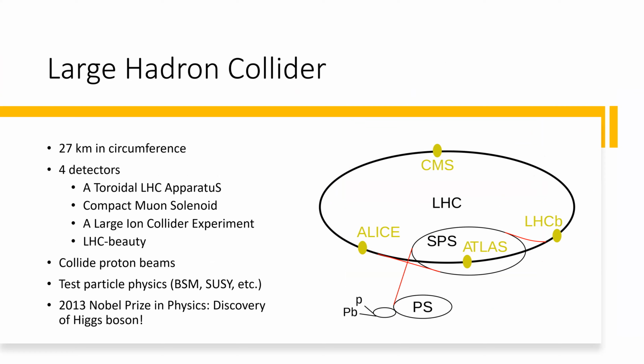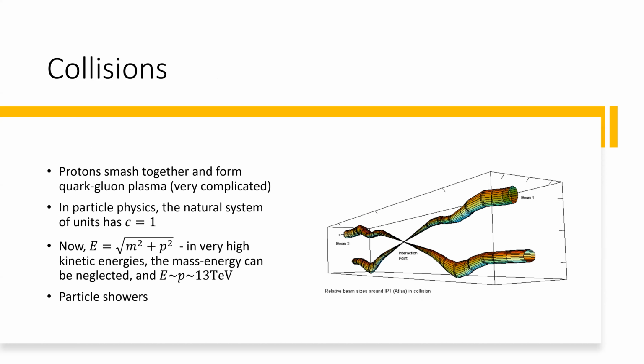I won't exactly talk about the specifics of each detector, but essentially what happens in the LHC is you collide proton clusters. You don't just collide one proton and another proton because that's too hard. You collide a whole bunch of protons with another whole bunch of protons. And through this, you can test various particle physics theories, such as beyond the standard model theories, supersymmetry, etc. It was notable when it received the 2013 Nobel Prize in Physics for the discovery of the Higgs boson.